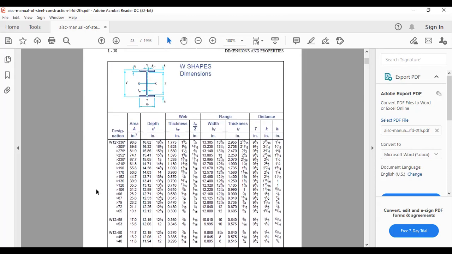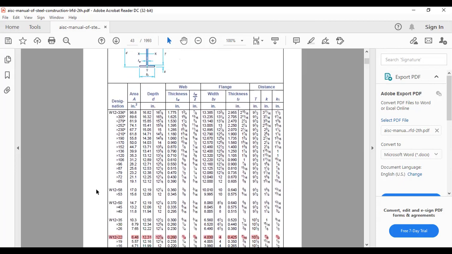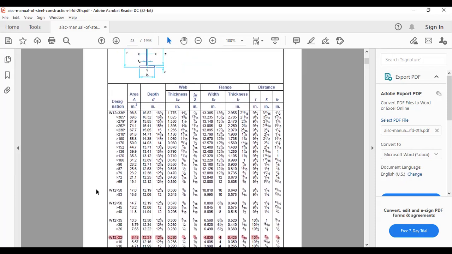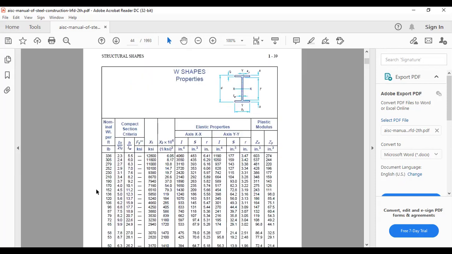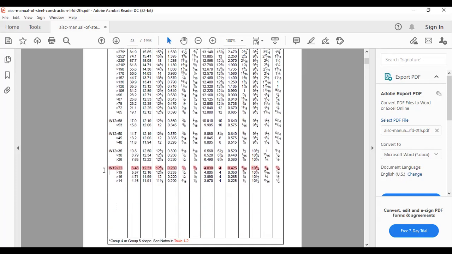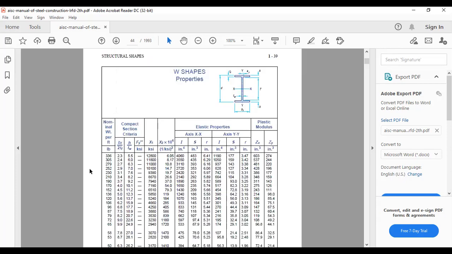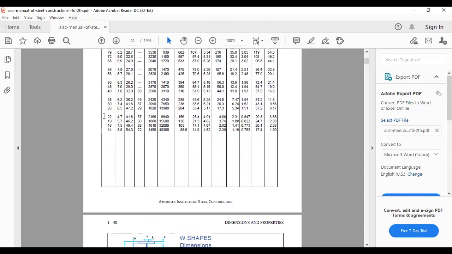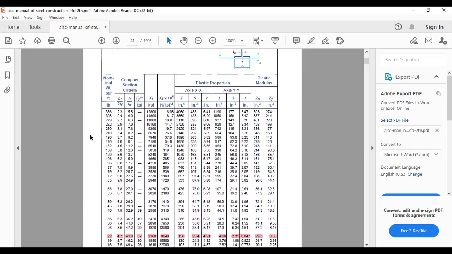And once you see the properties of this particular section, or any section, you will find the properties on two pages for one section. Like we have mentioned a section as W12 by 22. In the very next page, it is again mentioned as the nominal weight of the section, W12 by 20. So the weight of the section is 22. So we are going to note down the values from these two pages.